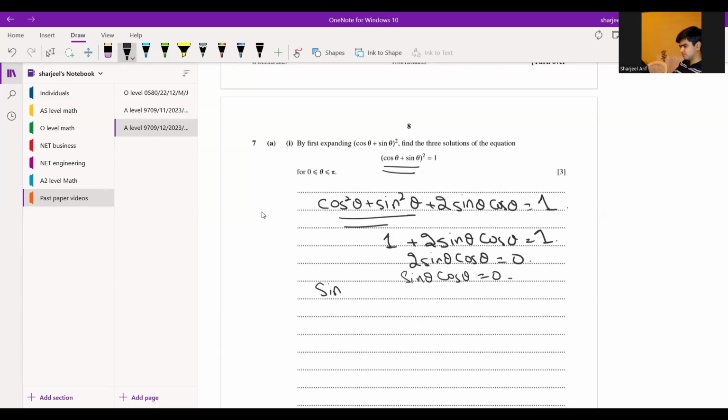So either sine theta is 0 or cos theta is 0. So the two answers within the given domain will become theta equal to either 0 or pi. And from the second answer, we will get theta equals pi by 2.